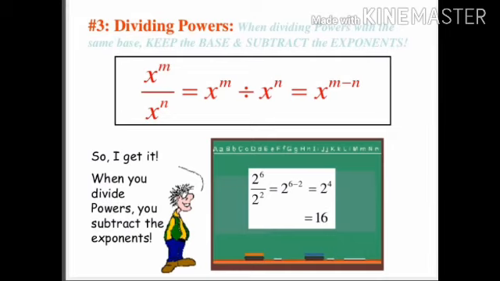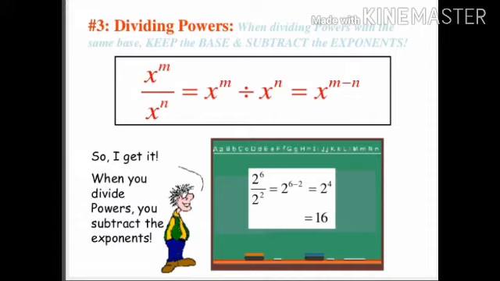Next law, dividing powers with the same base, and we can also call it the quotient rule. When numbers with the same base are divided, then the power of the quotient is equal to the difference between the powers of the dividend and the divisor. That means x power m divided by x power n is x power m minus n.